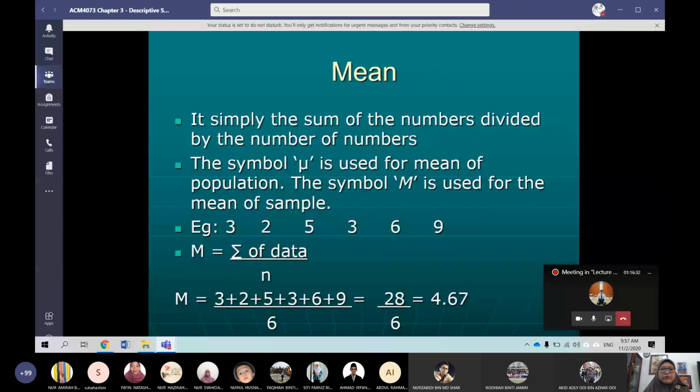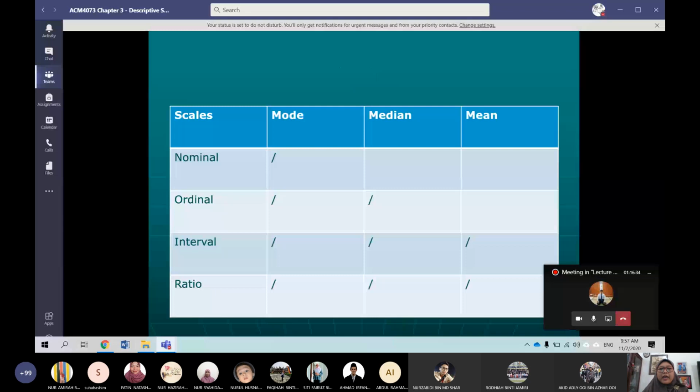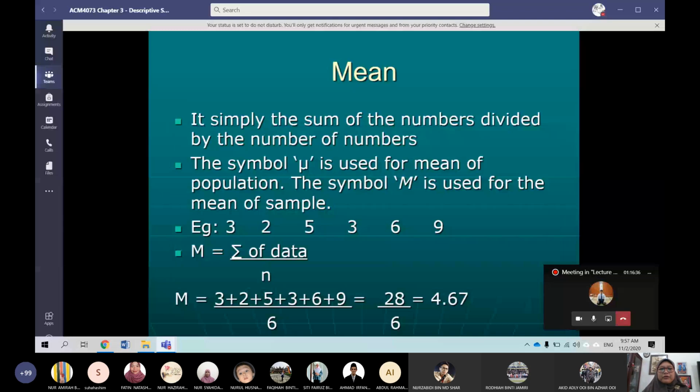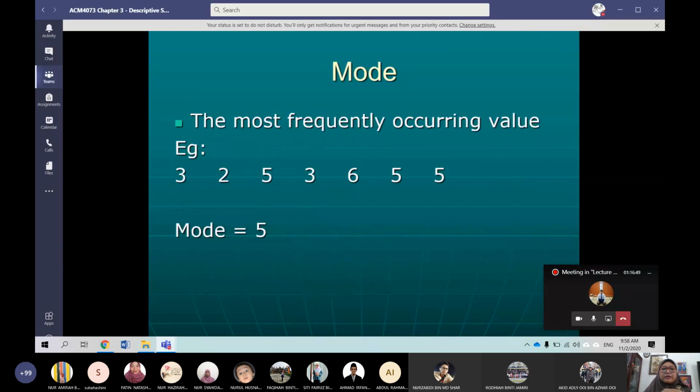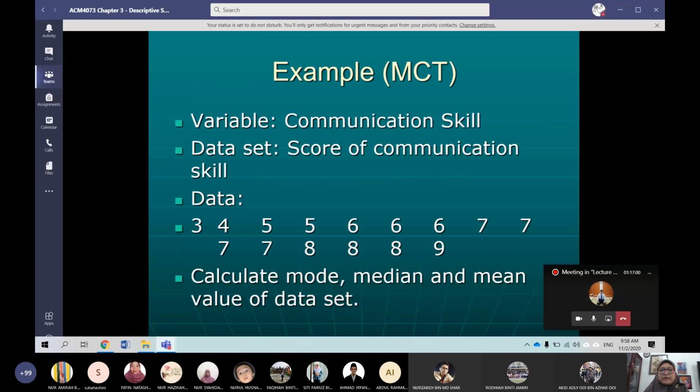Let me remind you. The symbol of M, the symbol of U. What do you mean by U? What do you mean by M? Then we have ML, median location. These symbols are actually normal. You just need to be familiar with the symbols.